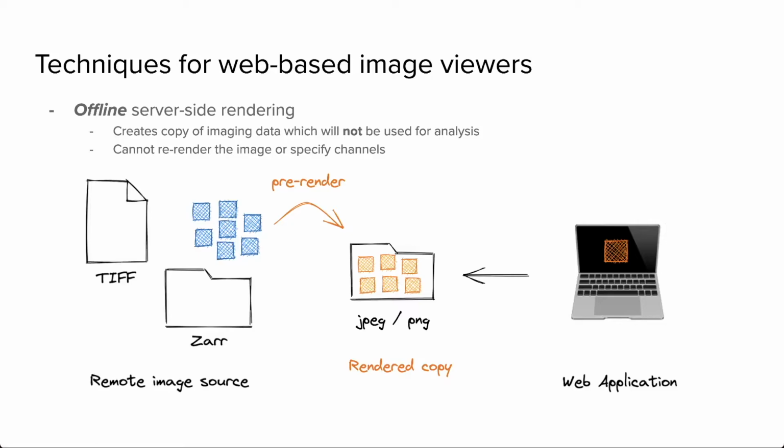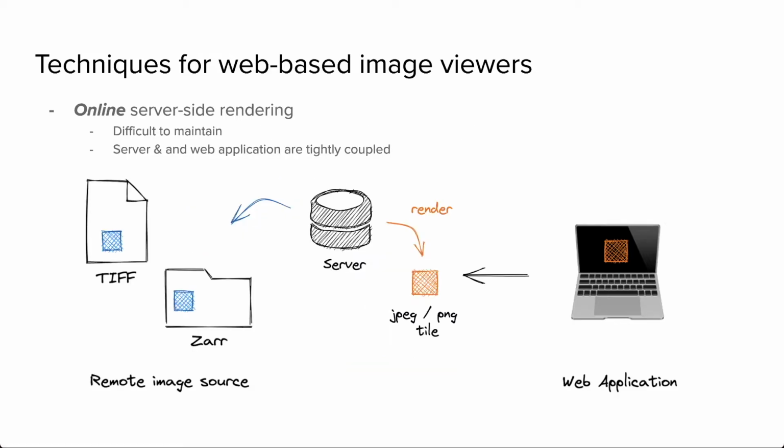The first approach is offline server-side rendering. In this method, all data transformations are decided before deploying to a web application. Channel groupings, colorization, and contrast limits are all decided beforehand, and a pre-rendered version of the dataset is generated once on the server. This method is good for presentation, but ultimately a complete copy of the imaging data is created, and these rendered image tiles are not useful for analysis. In addition, a user cannot redefine any type of data transformation, so they must download the complete data in order to explore it.